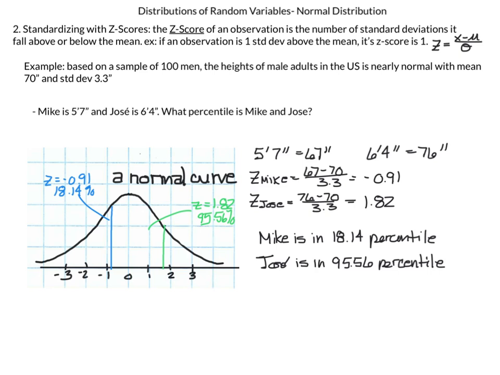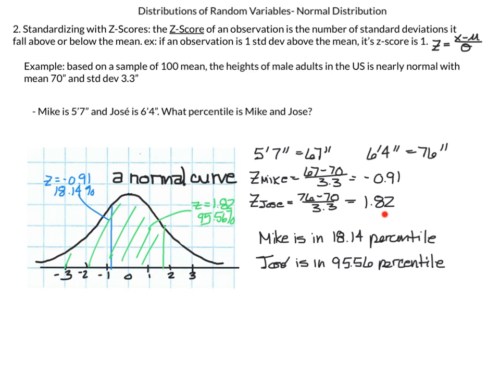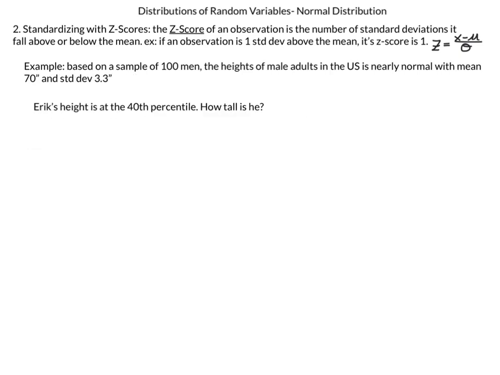If you had a different chart than the one in your book, you would see that 95.56% of the area is to the left of this z-score of 1.82. So that means 95.56% of the people are shorter than Jose, so Jose is in the 95th percentile, or close to the 96th percentile. Using the same height data, Eric's height is at the 40th percentile.